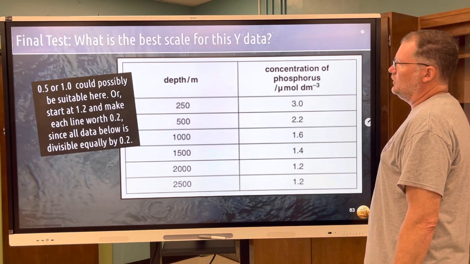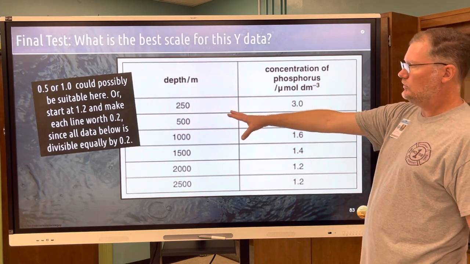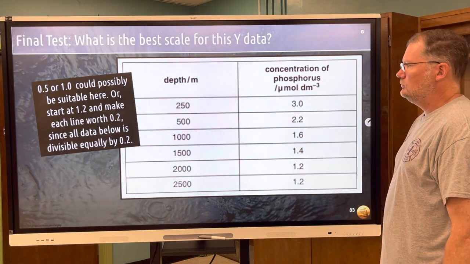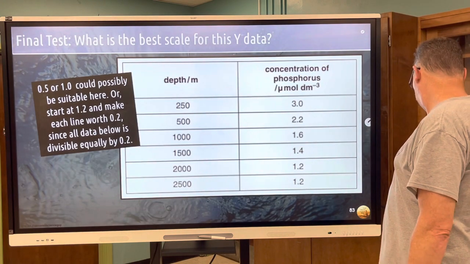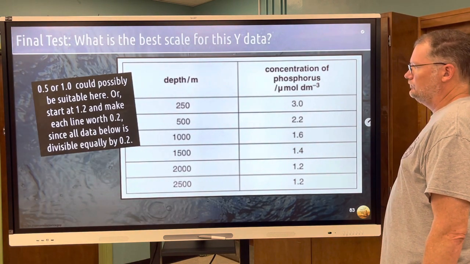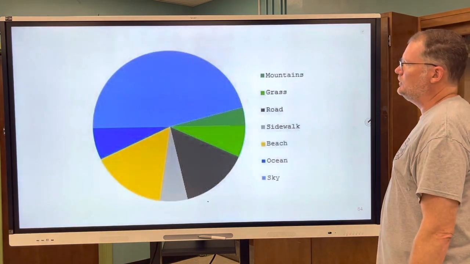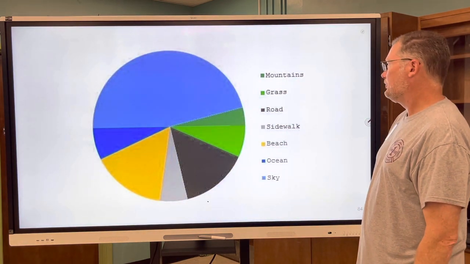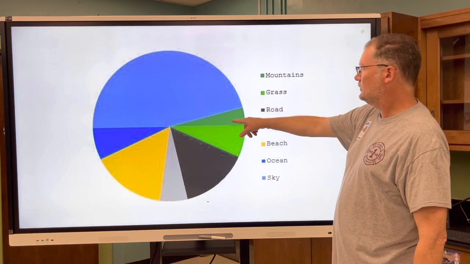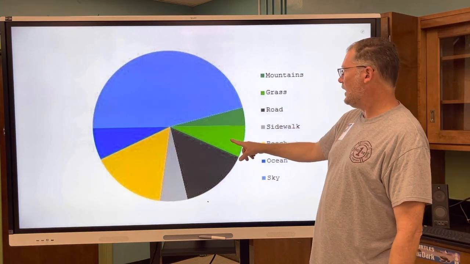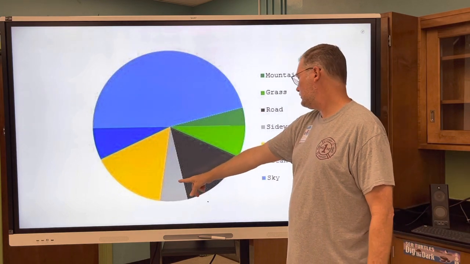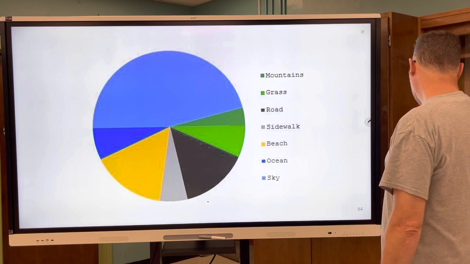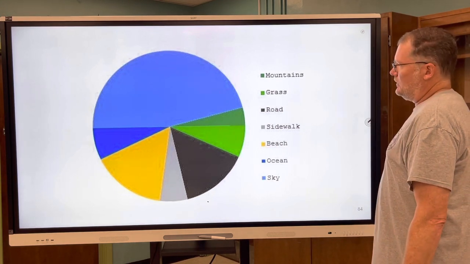So, best scale for this data, the answer is here, 0.5, 1.0. Answer's there. If you need to check it. Okay, and then this was just funny. Mountains, get it? There's a pie chart, grass, road, sidewalk, beach, ocean, sky, haha. Okay, that ends graphing.